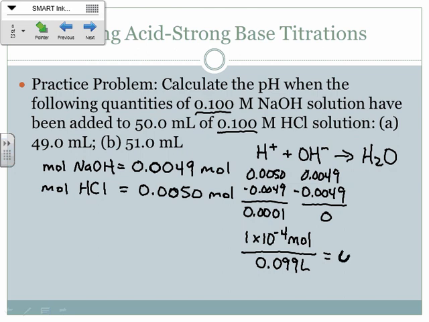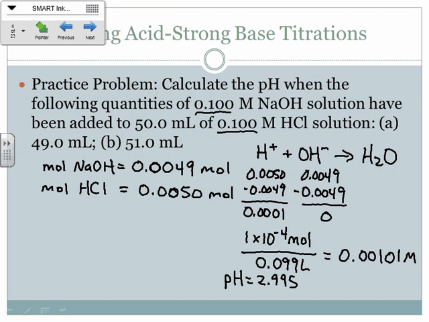Which is 0.001, let me see if these are working, 301. Okay? So that's your concentration of H plus. You take the negative log of that number and you get 2.995. So the pH equals 2.995. Okay? So it's come up from 1 to 2.995, which is a jump, but it's going to be interesting to see when we get to 51 milliliters how much it's jumped at that point.